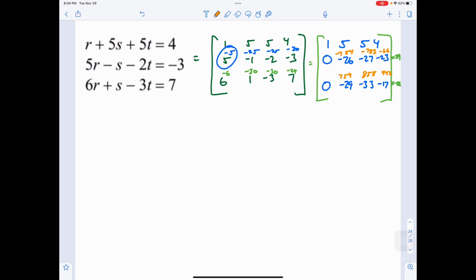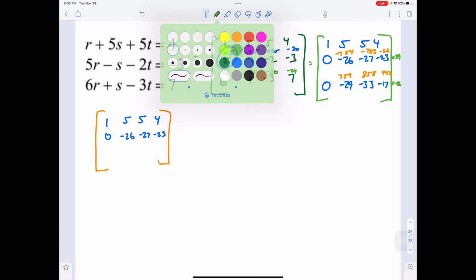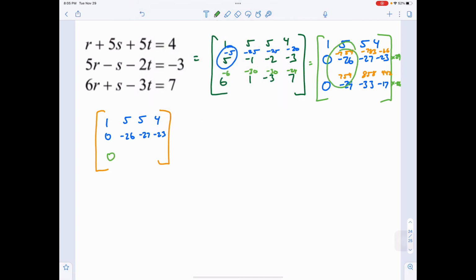Let's go ahead and rewrite that over here. So what hasn't changed for us is our 1, 5, 5, 4. Our second row, which we haven't dealt with, we just left it alone. And our third row is coming in at 0, 754 and 754. Positive, negative cancel out to become 0, which is what we wanted. We wanted that triangle of zeros. 783 minus 858 cancel out to become 75.